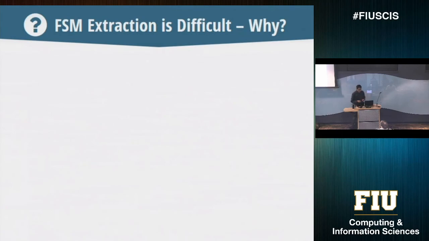So now the question can be, okay, why is it difficult extracting an FSM from code?